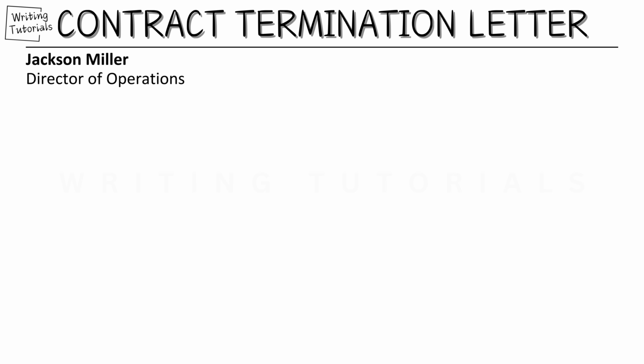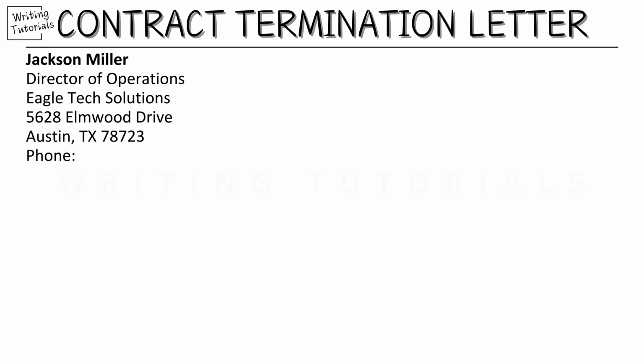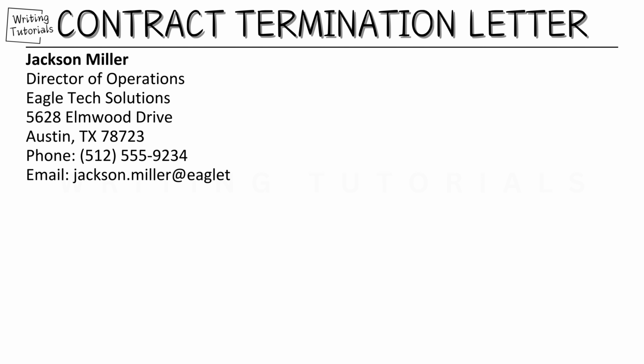Introduction. Setting the context. Let's begin with the sender's information, which is crucial. At the very top of the letter, you'll want to include your full name, job title, and company name, along with your address, phone number, and email address. This ensures that the recipient knows exactly who is initiating the termination and how to contact you if needed. For example, in our sample, Jackson Miller lists himself as the Director of Operations for Eagle Tech Solutions and provides his office address in Austin, Texas. By providing all this information up front, he establishes credibility and makes it easy for the recipient to identify the sender.